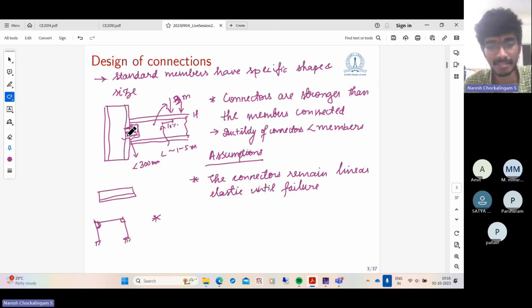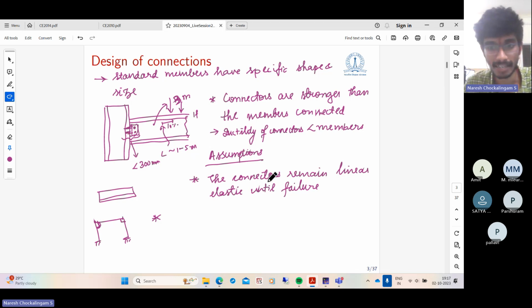Okay, so basically this is the assumption. We assume that the connector remains linear elastic until failure, and we do our analysis. So first we analyze the structure for the member forces, and then we apply the member forces that we have obtained onto the connector, and we analyze and design the connections. And after designing the connection, we should check that whatever assumptions we made are actually satisfied.